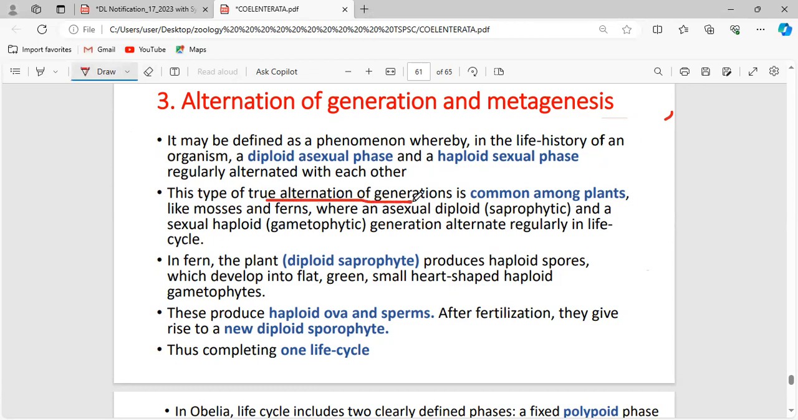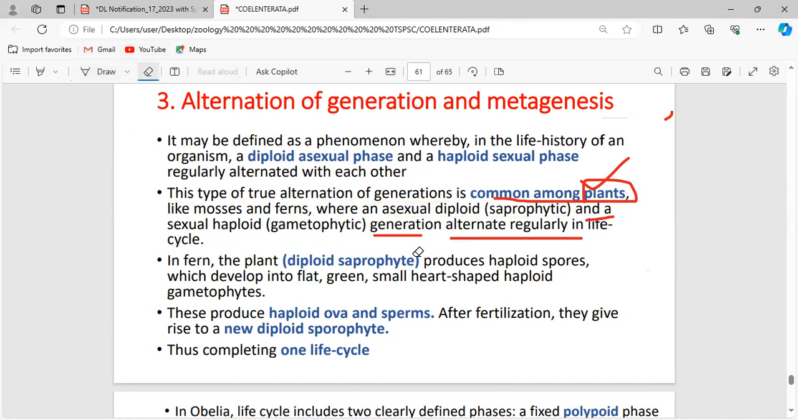This type of true alternation of generation is common among plants. See, this will be the questionable area. Of course, the alternation of generation or metagenesis is seen in the coelenterates, but it is not a well-developed or a complete alternation of generations. Where the complete or true alternation of generation is seen is among the plants, like mosses. Mosses means what? Bryophytes. Ferns means what? Pteridophytes. Wherein an asexual diploid sporophytic and a sexual haploid generation alternate regularly in their life cycle.